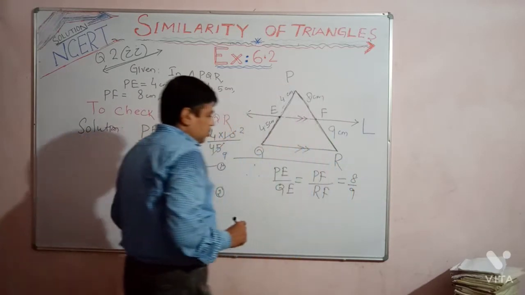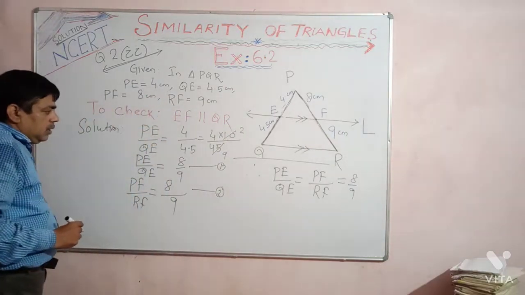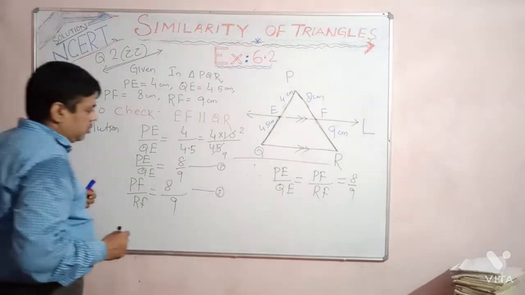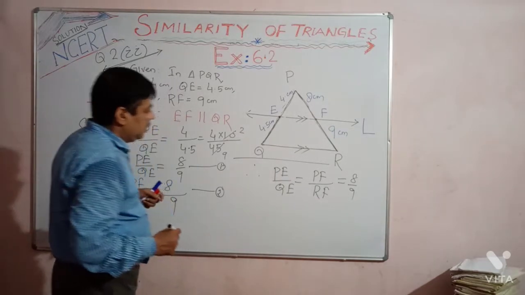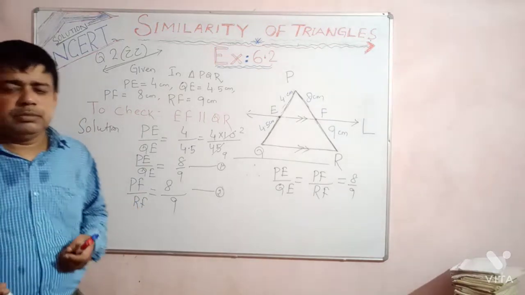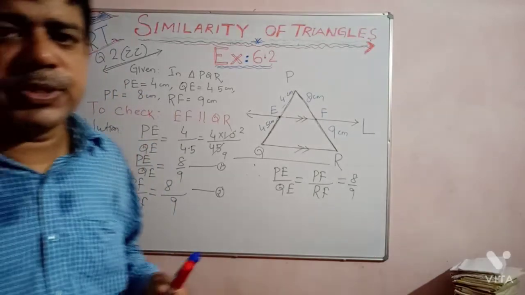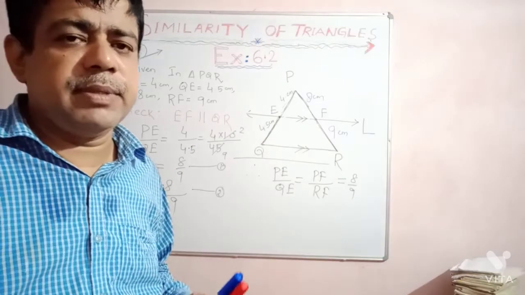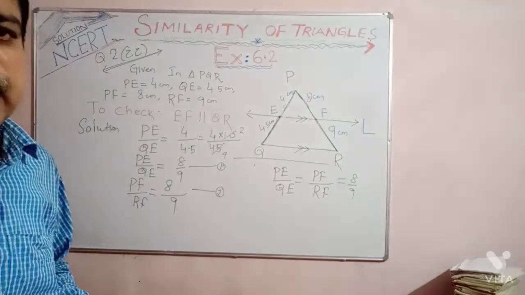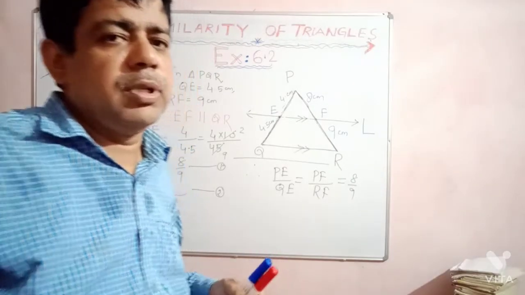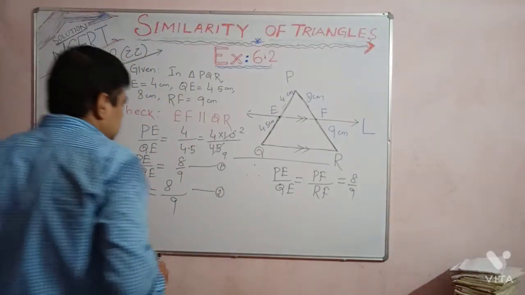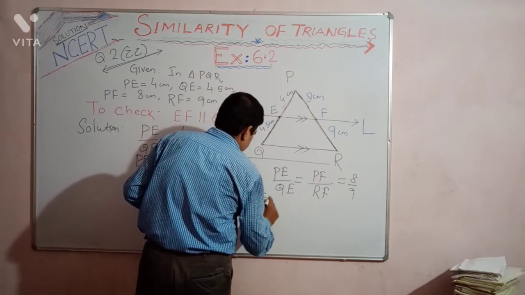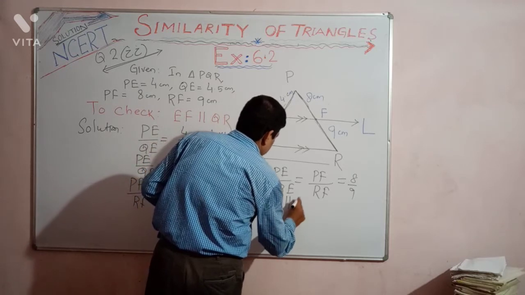Since the ratio of their corresponding parts are equal, we can find out according to the Converse basic proportionality theorem. As per the Converse basic proportionality theorem, all of you know, if a line intersects two sides of a triangle in the same ratio, then the line will be parallel to the third side of the triangle. Thus, it is clear that by Converse BPT, we get EF parallel to QR.